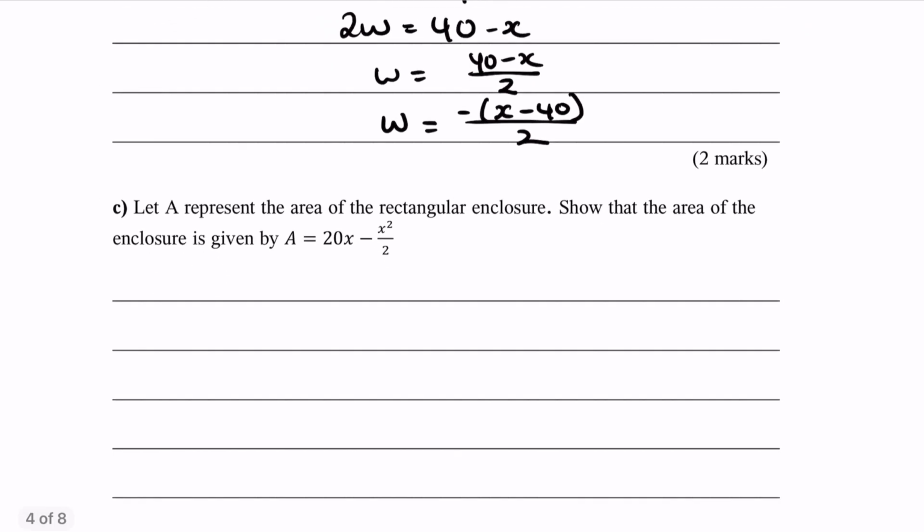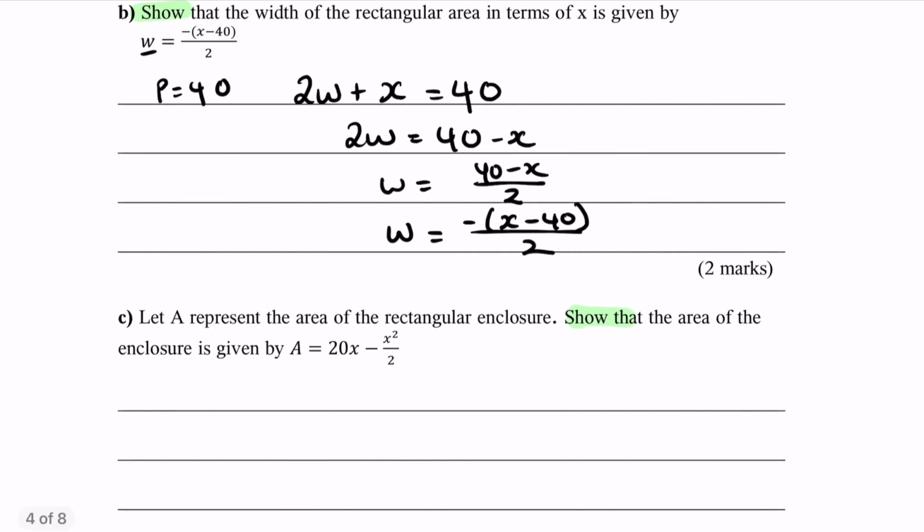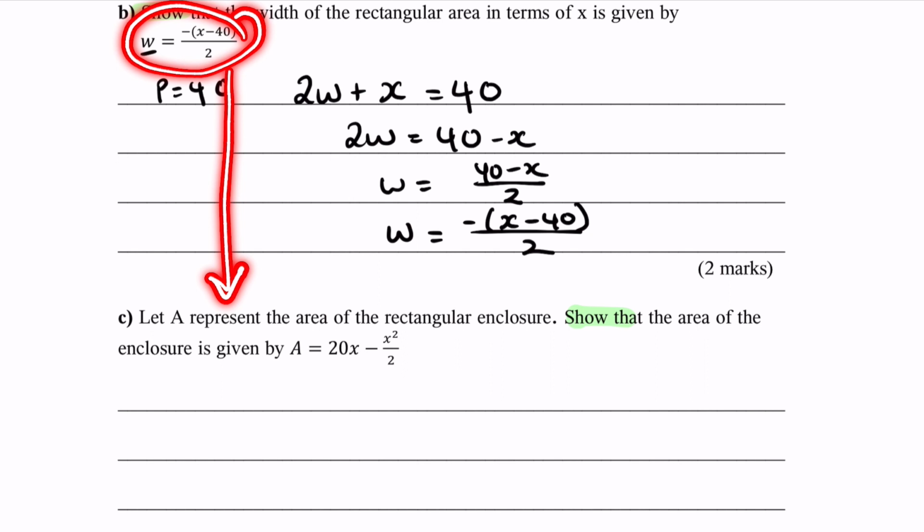All right, next part. Let A represent the area of the rectangular enclosure, show that the area is this. So again, it's a show that. Now, the reason we give show that is, say you couldn't figure out how to do this. You can now use this in the next part. That's why we do it, to help you along the way in case you can't get that question. So if you couldn't get one part, don't give up. Please keep going and just use the answer that we've given you.